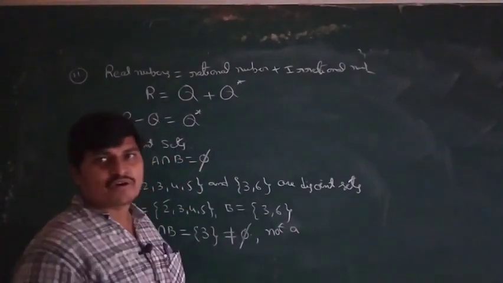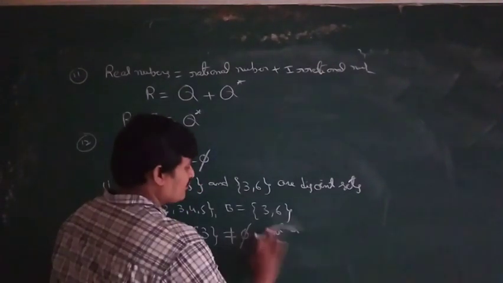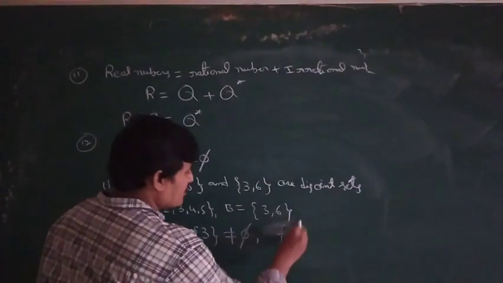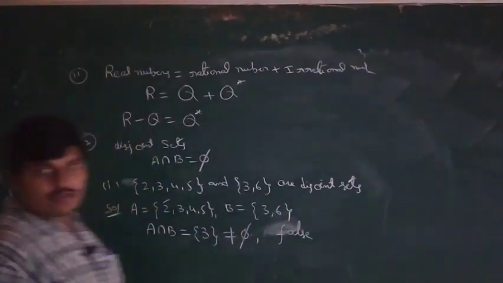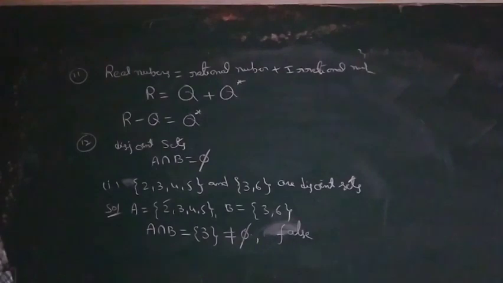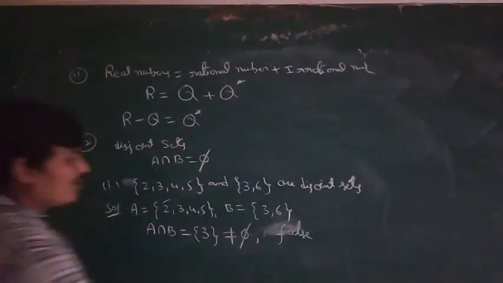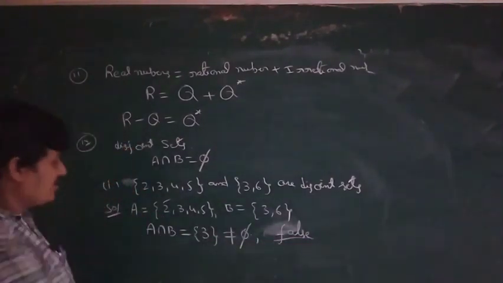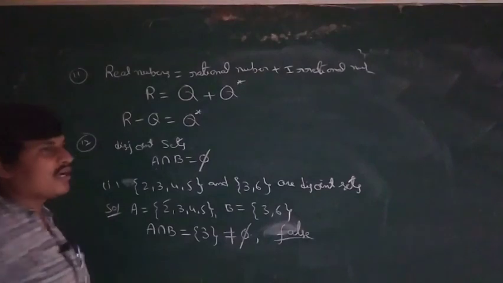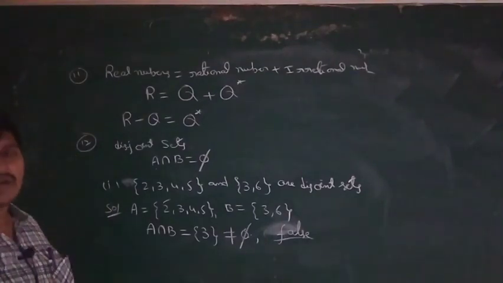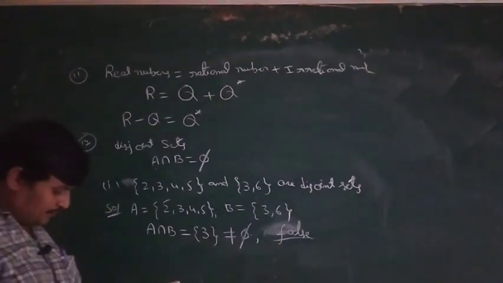Disjoint is the opposite of joint set. So is that true or false? False. True means disjoint, equal to phi means true. Not disjoint means false. Why false? Because A intersection B is not equal to phi. And false. Next.